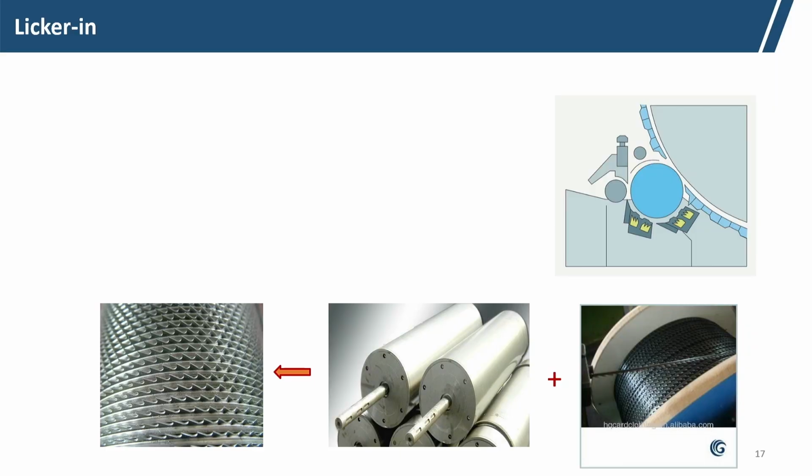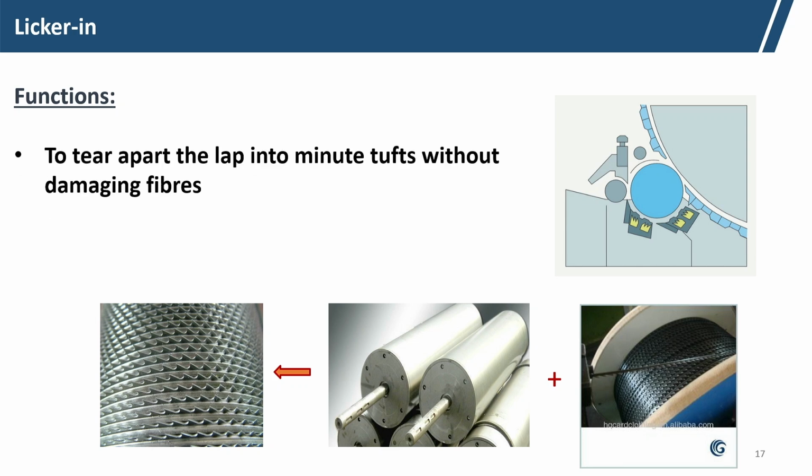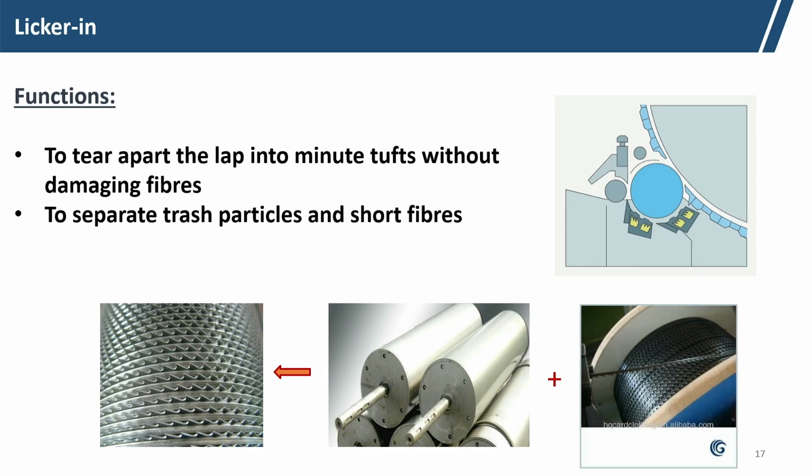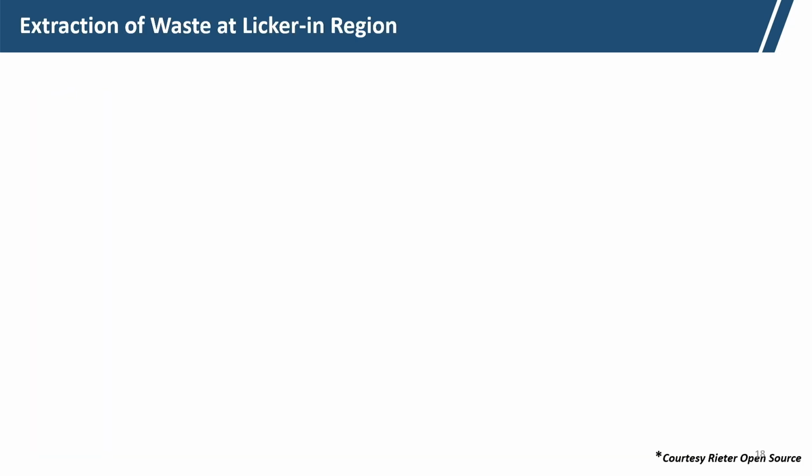Okay. And now in the licker-in zone, we have discussed the feed zone. Now, in the licker-in zone, the function is to tear apart the lap into minute tufts without damaging the fibers, to separate the trash particles and short fibers, and to transfer fibers to the cylinder surface smoothly.